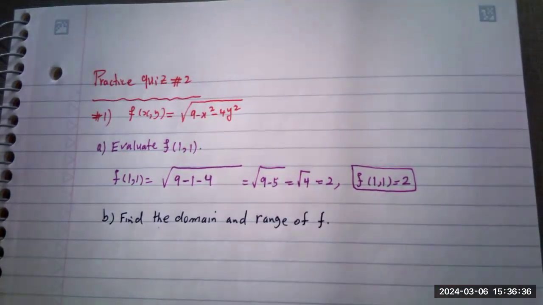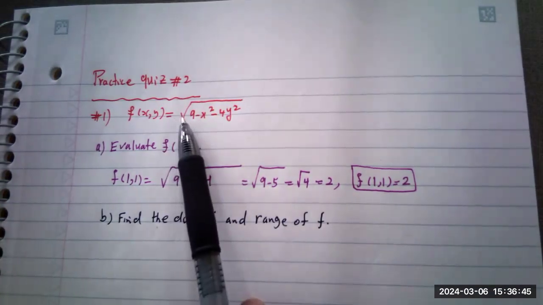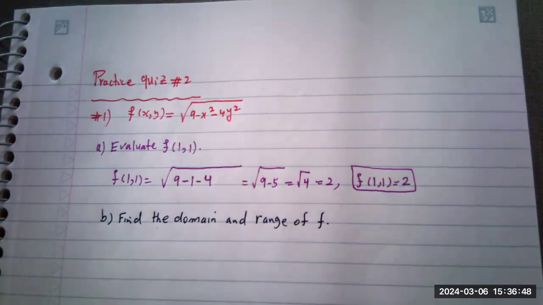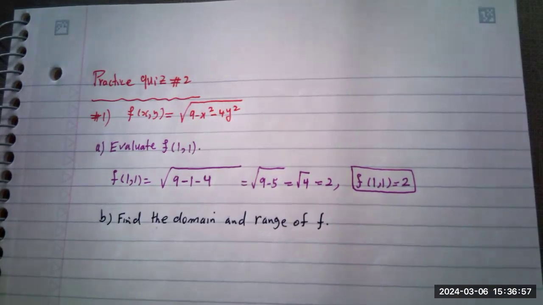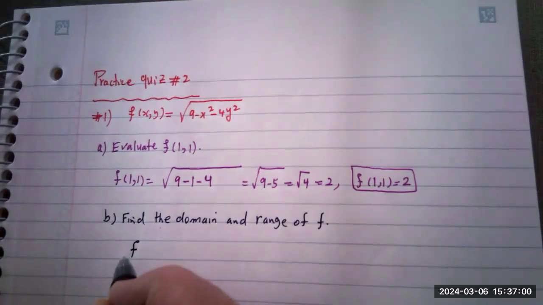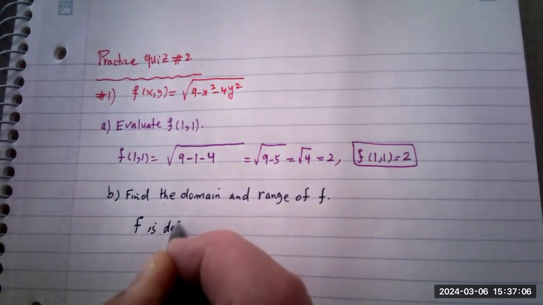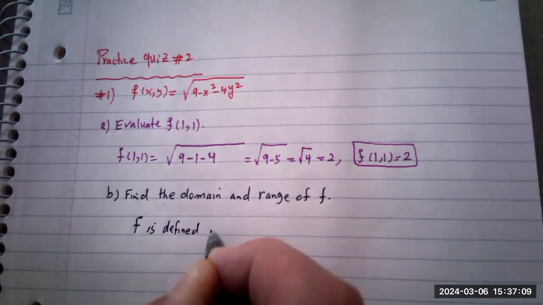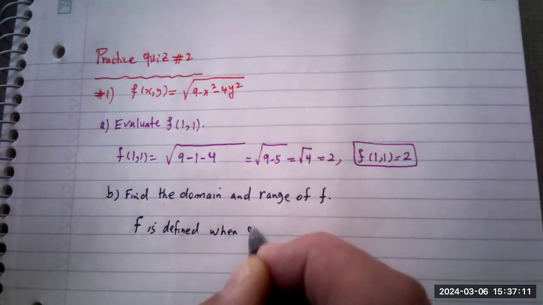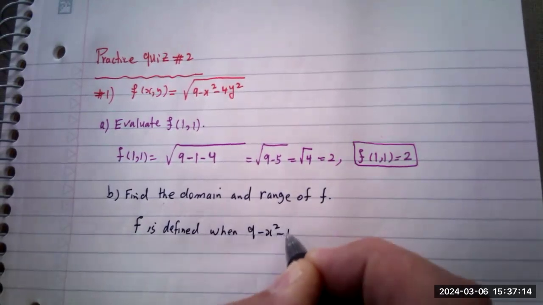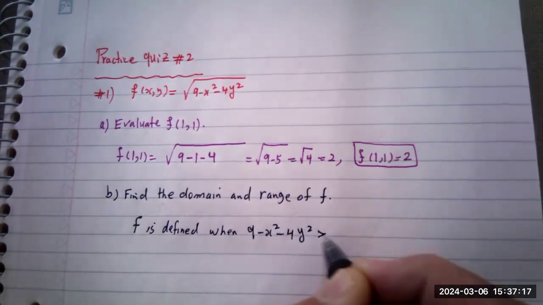Domain is going to be like, check to see the operation that the function is going to perform. Is there going to be any restriction on this operation? You see the function is a square root function, and in the case of the square root, you must guarantee that the inside is never negative. So this is how we define the domain. f is defined when the expression inside, 9 minus x squared minus 4y squared, is greater than or equal to 0.